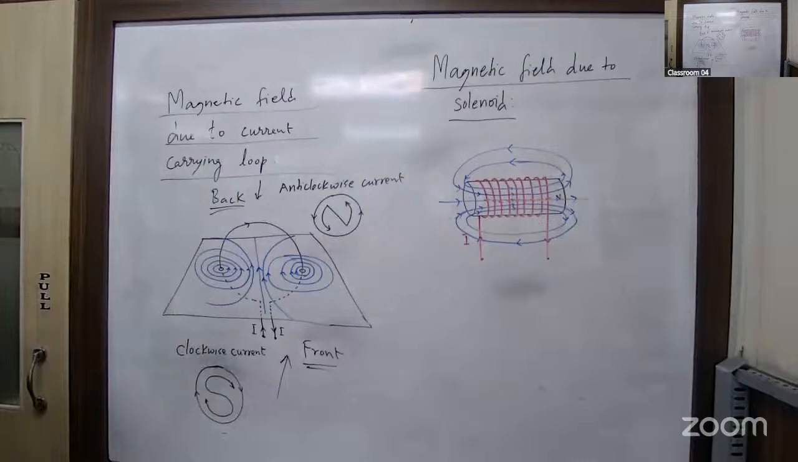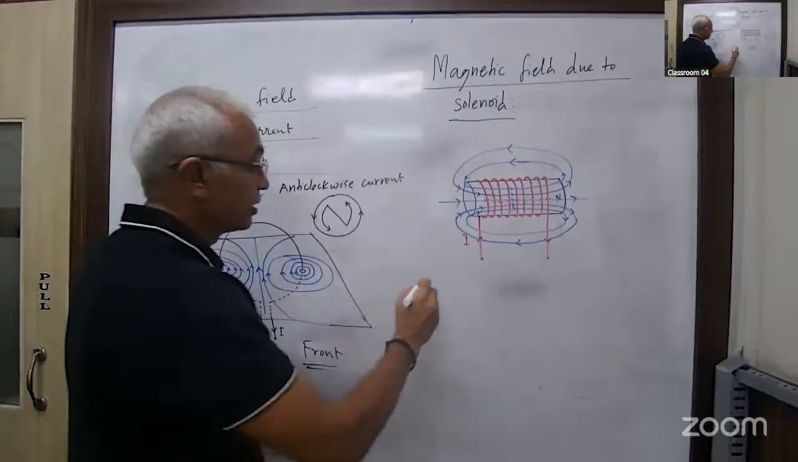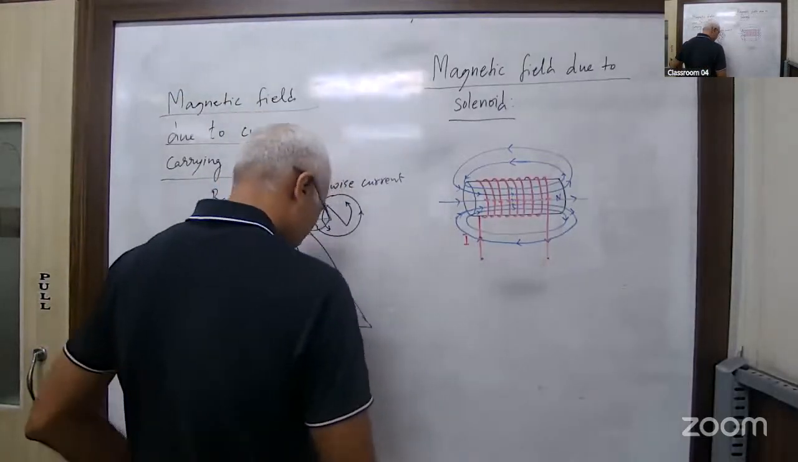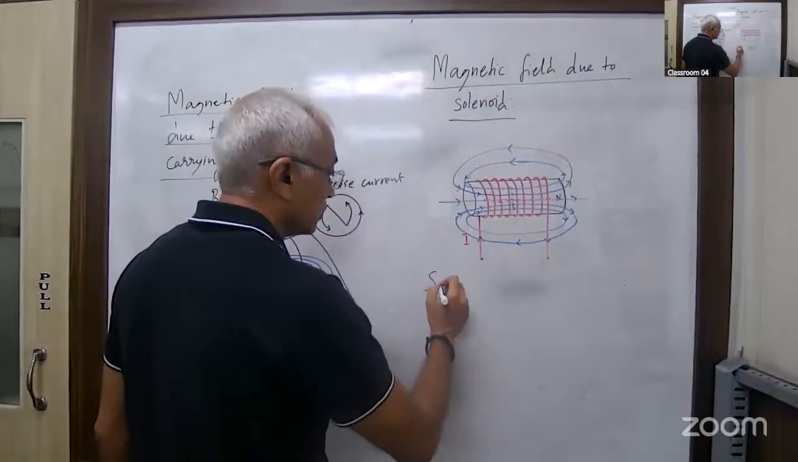So what is the solenoid? Solenoid is a coil, with the wire wrapped in a cylindrical fashion.